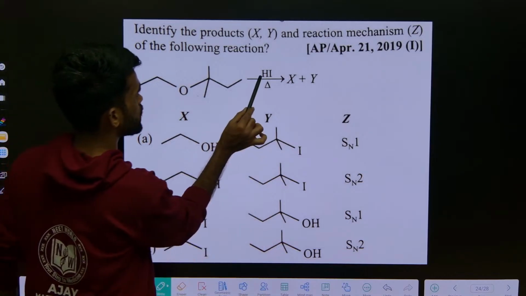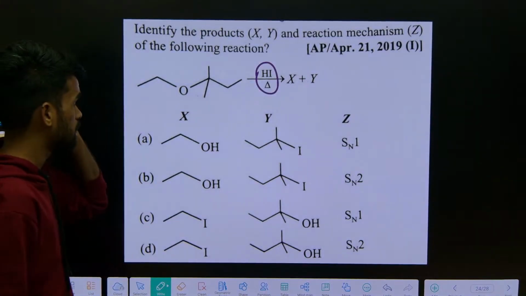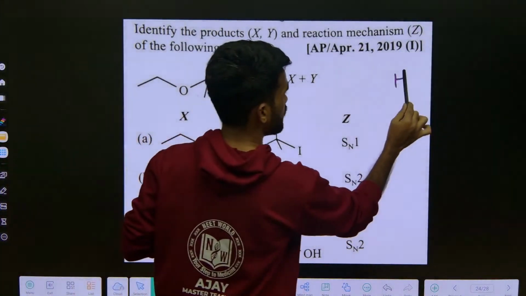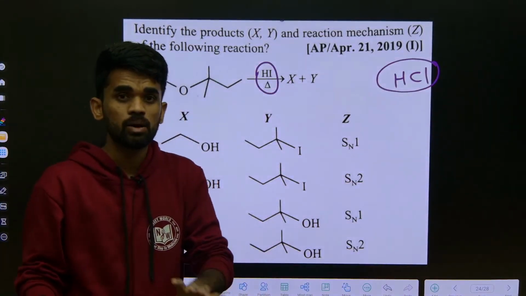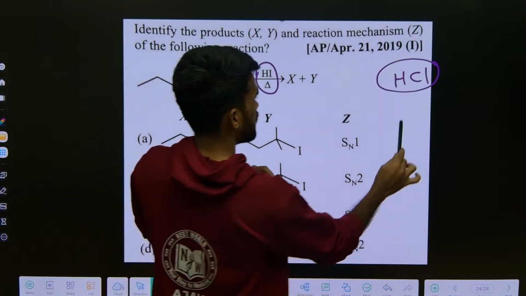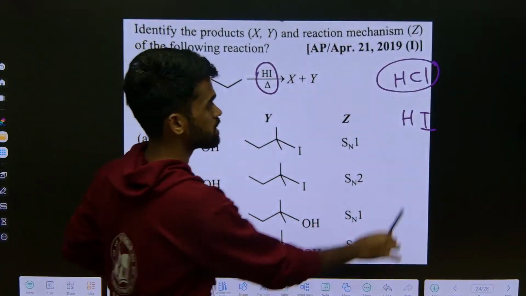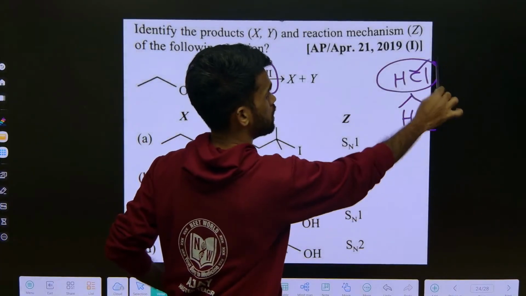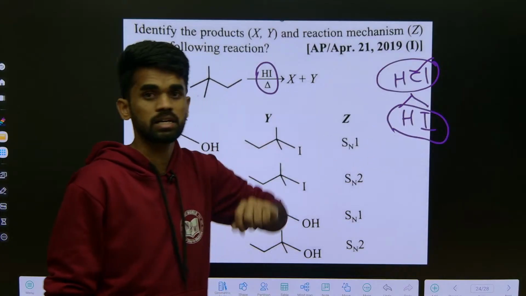What they have mentioned here, just see, it is HI. We know HCl. When I say HCl, we will say, sir, HCl is an acid. But when I say HCl and HI, which is the stronger acid here? HI is a much stronger acid than HCl. HI is more acidic than HCl.